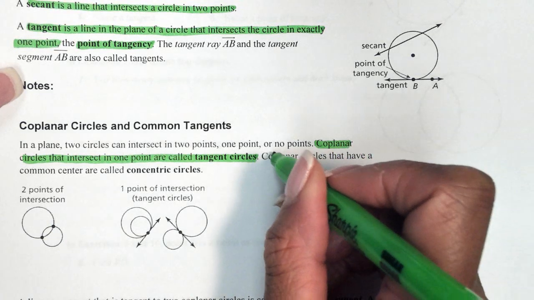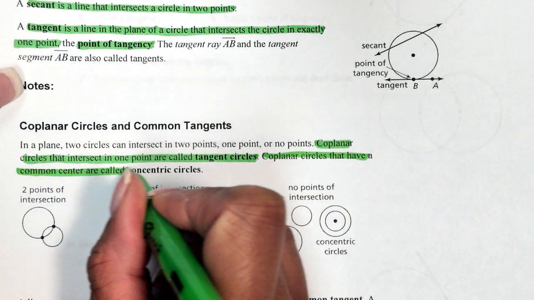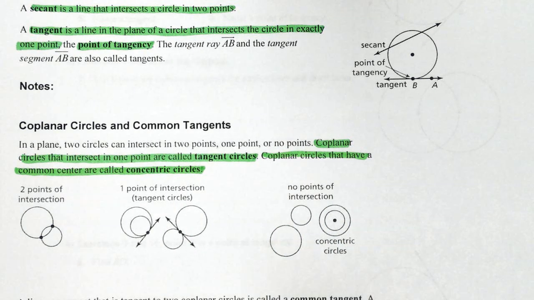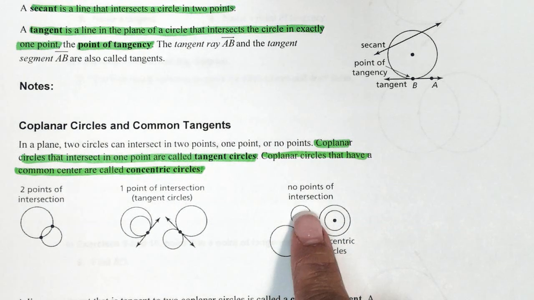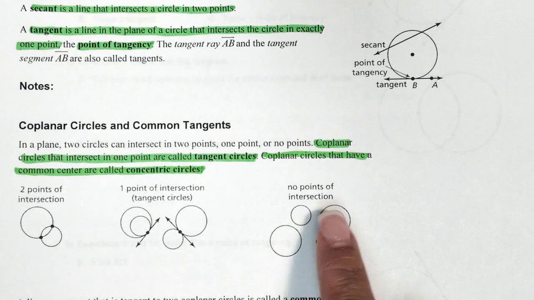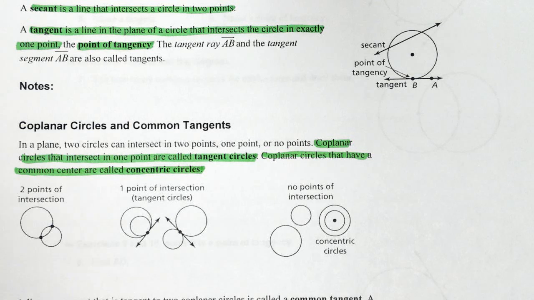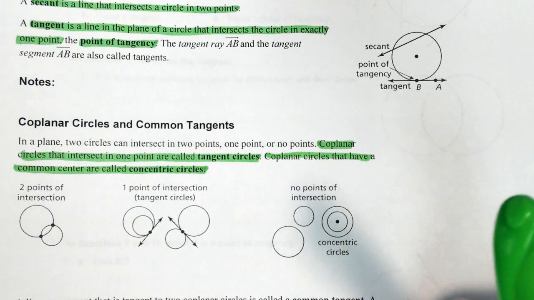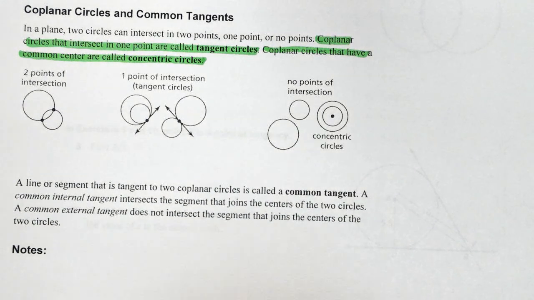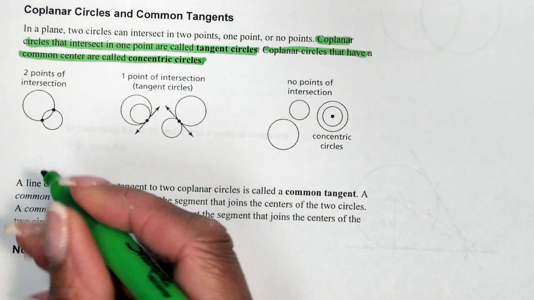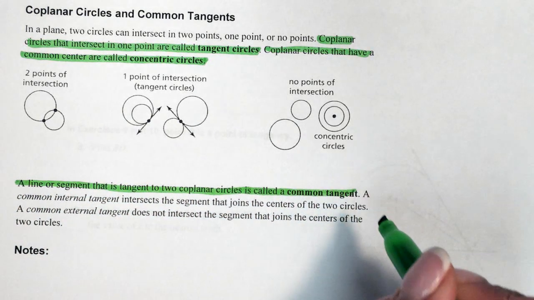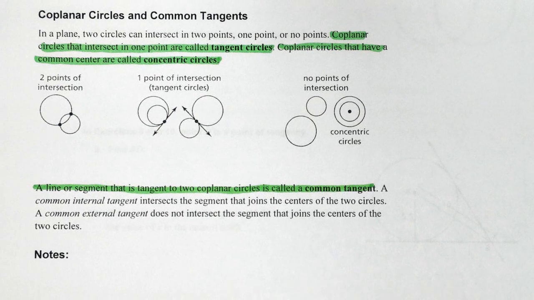We have coplanar circles that have a common center called concentric circles. So again, like a bullseye. But sometimes they have no points of intersection. They don't intersect, but this one shares a point, while this one does not. So these are a few examples. And then our last one is the common tangent, a line or segment that is tangent to two coplanar circles.